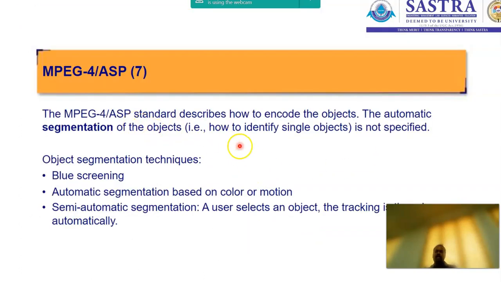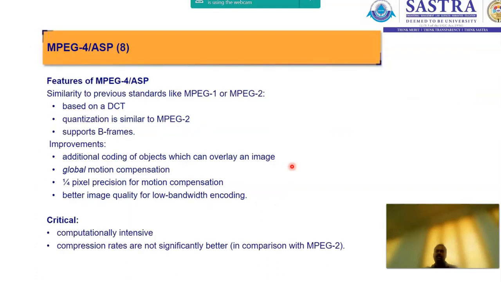The MPEG 4 standard describes how to encode the objects, though automatic segmentation of the objects is not specified. The object segmentation techniques used here are blue screening, automatic segmentation based on color, and semi-automatic segmentation, where the user selects the object and the tracking is then done automatically.